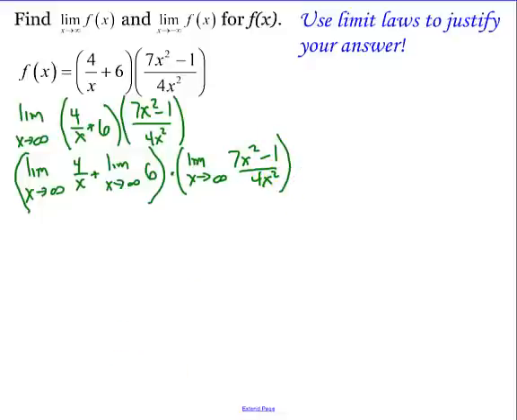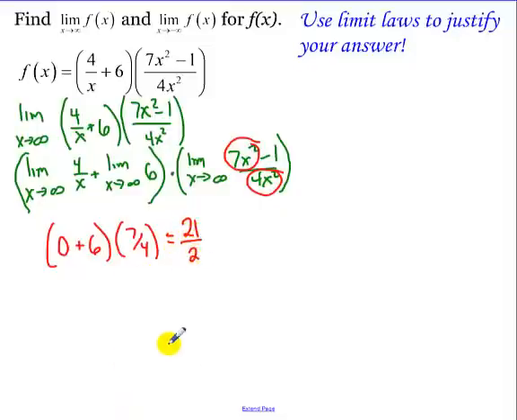Now again, let's look at this. Remember, for infinite limits as x is going to positive and negative infinity, you're looking at asymptotes. So what happens as x goes to infinity of this 4 over x? Well, that's going to be 0. Limit of a constant is the constant. Now we have this crazy function here. Well, remember, just look at the highest power on the top, highest power on the bottom. That limit there is equal to 7 over 4 because that's what our horizontal asymptote would be. So therefore, this limit is equal to 21 over 2.